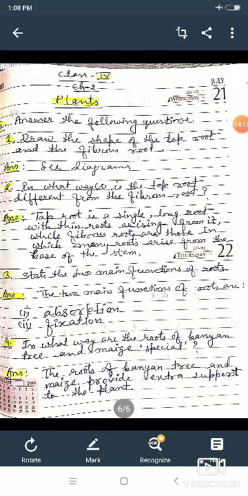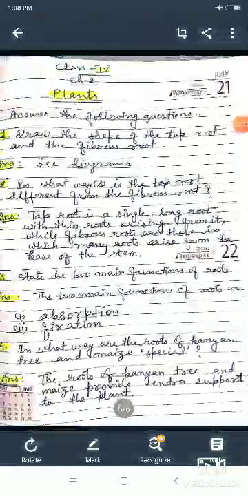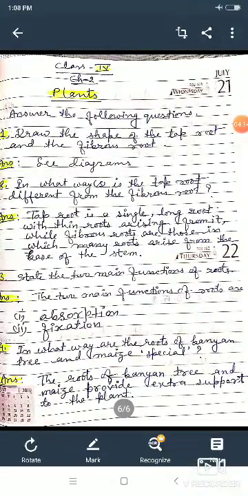Number 2 is: in what ways is the tap root different from the fibrous root? So what will you write as the answer? Tap root is a single long root with thin roots arising from it, while fibrous roots are those in which many roots arise from the base of the stem. I'm going to repeat it again. Tap root is a single long root with thin roots arising from it, while fibrous roots are those in which many roots arise from the base of the stem. So you will write the answer of this.